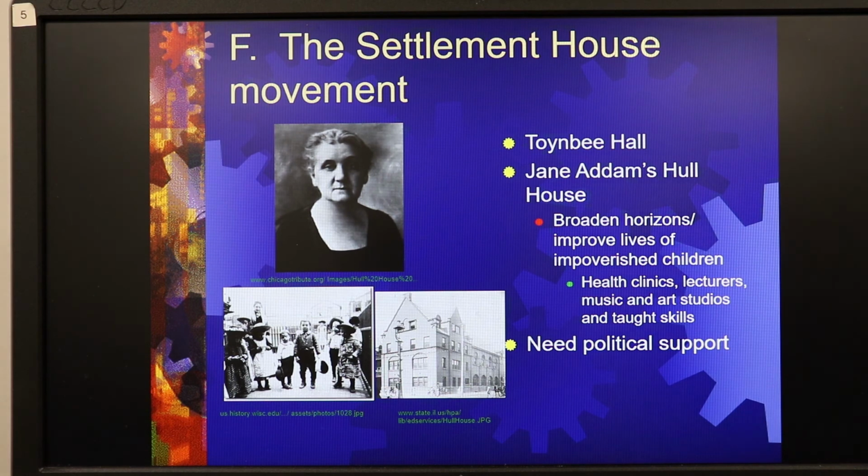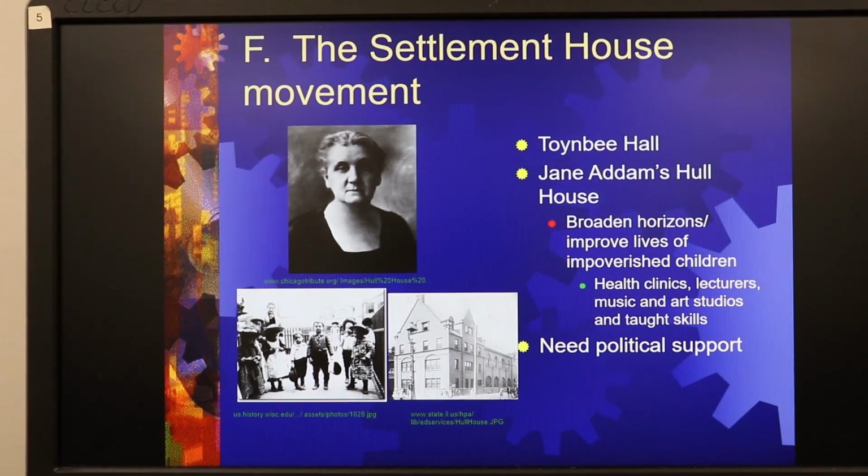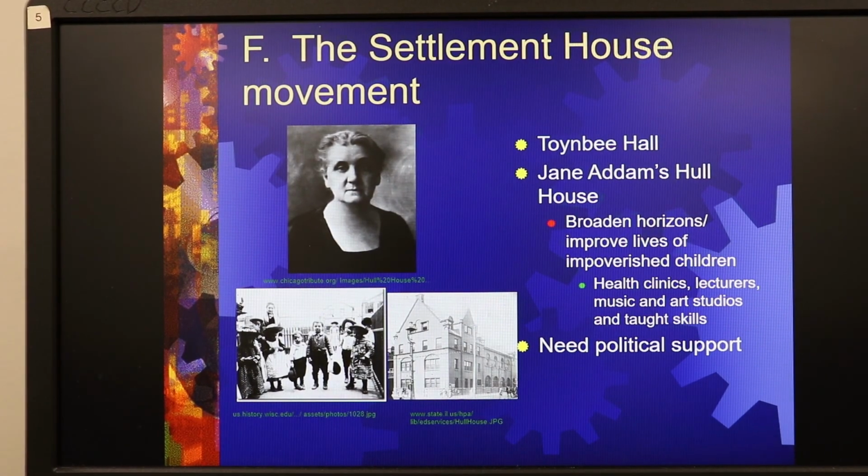The settlement house movement was based on Toynbee Hall. The first one started in London, England, where an English vicar invited students to join him in settling a depraved section of London. But by 1900, there were more than 100 settlement houses in America, with the most famous one being Jane Addams' Hull House, where middle-class, college-trained women sought to broaden their horizons and improve the lives of the impoverished.